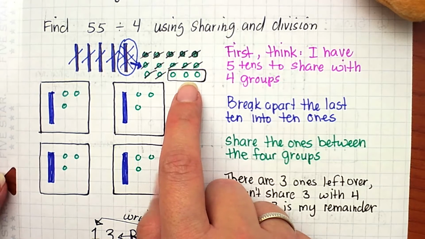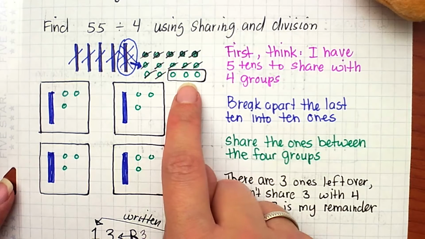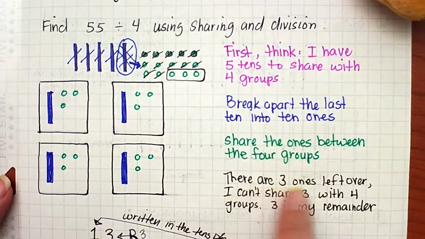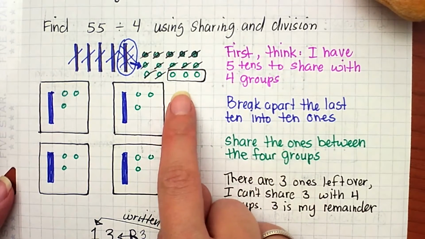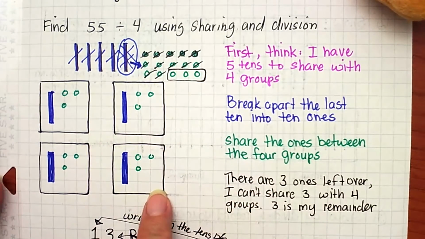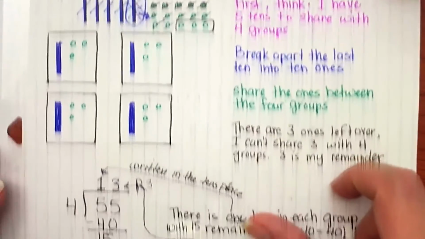Because I know 4 times 3 is 12. That's as close as I can get to 15 without passing it, because 4 times 4 is 16. That's too far. So the extra 3 ones are going to be left over since I can't share those 3 equally between 4 groups. So 3 is going to be my remainder.